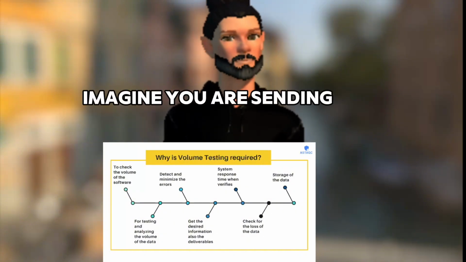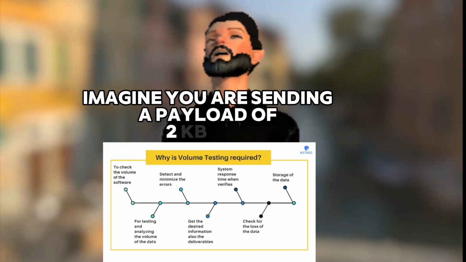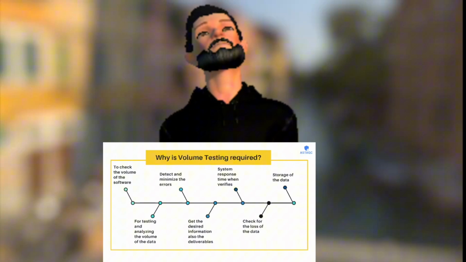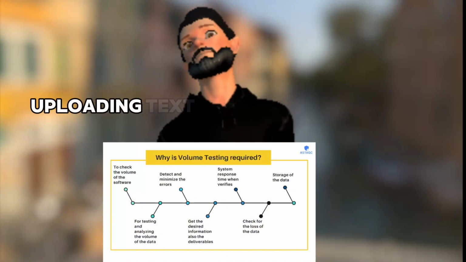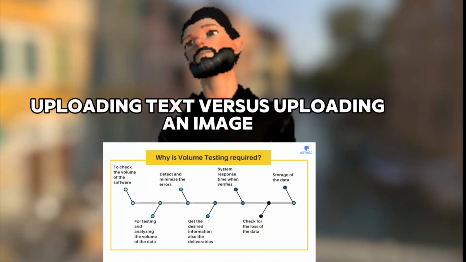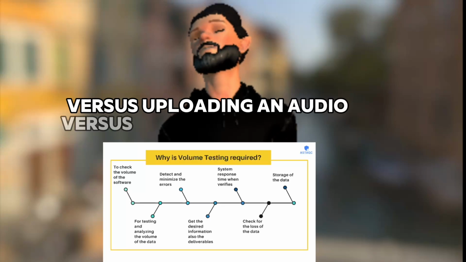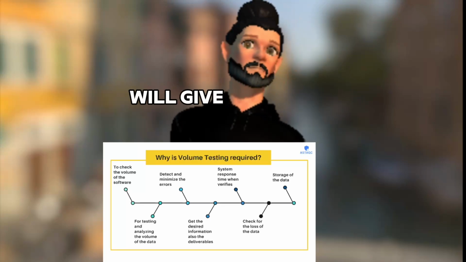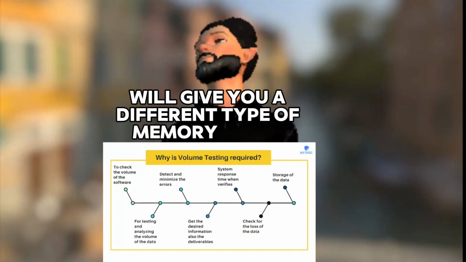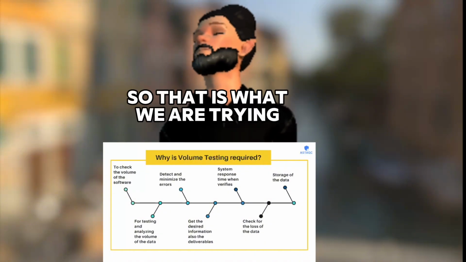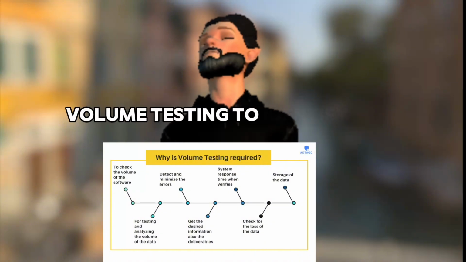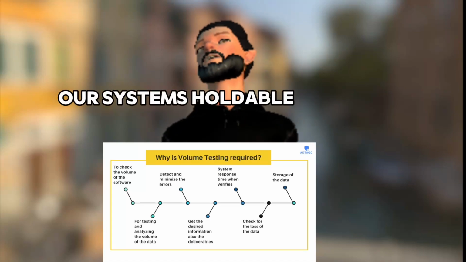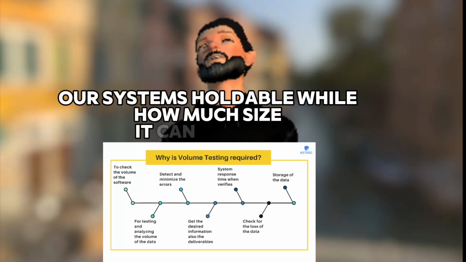Imagine you are sending a payload of 2 KB compared to a payload of 2 MB. Imagine uploading text versus an image versus audio versus a video. These different types of files will give you different memory usage. That is what we are trying to figure out with volume testing: what volume our system can hold, how much size it can manage.